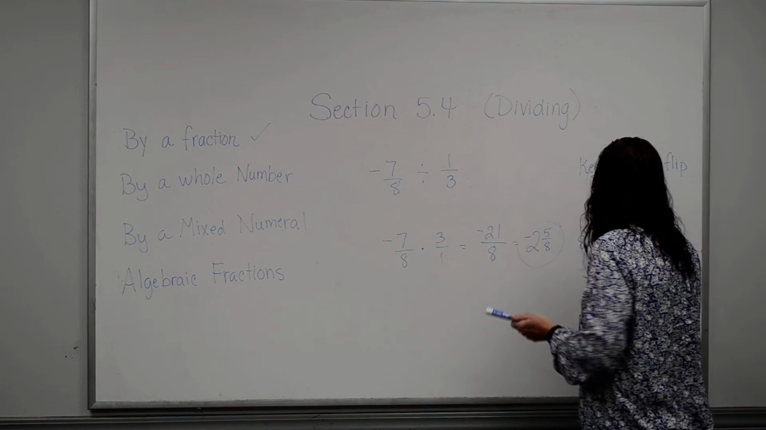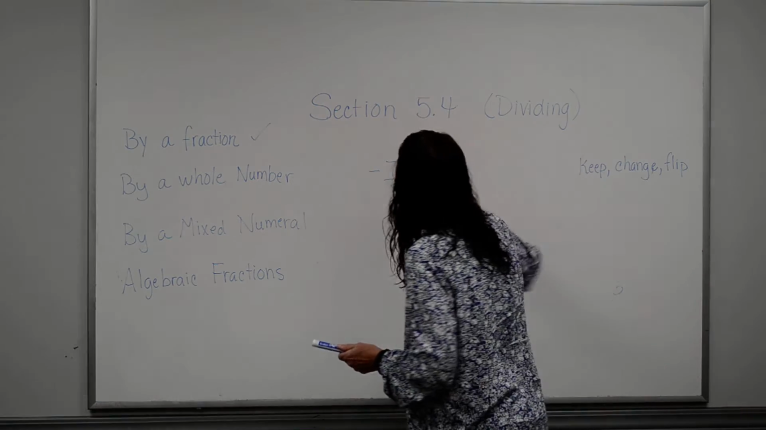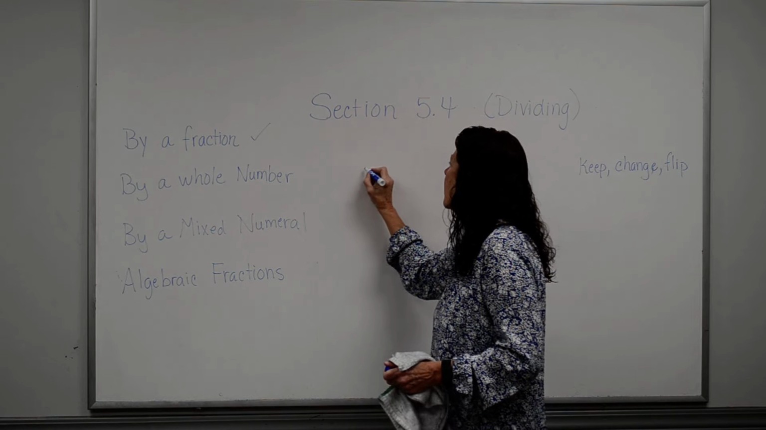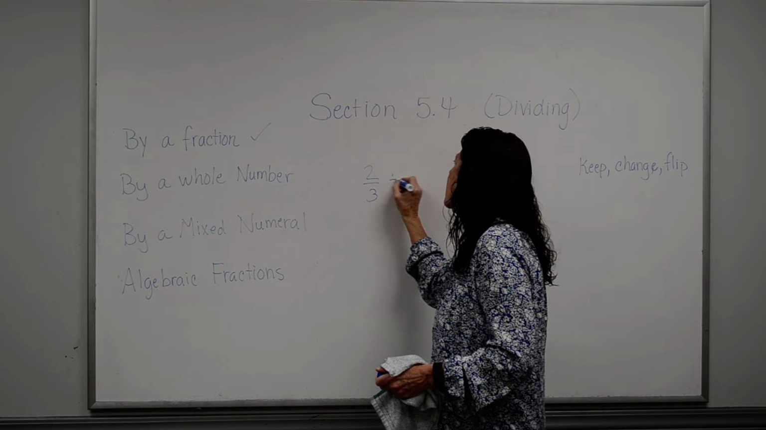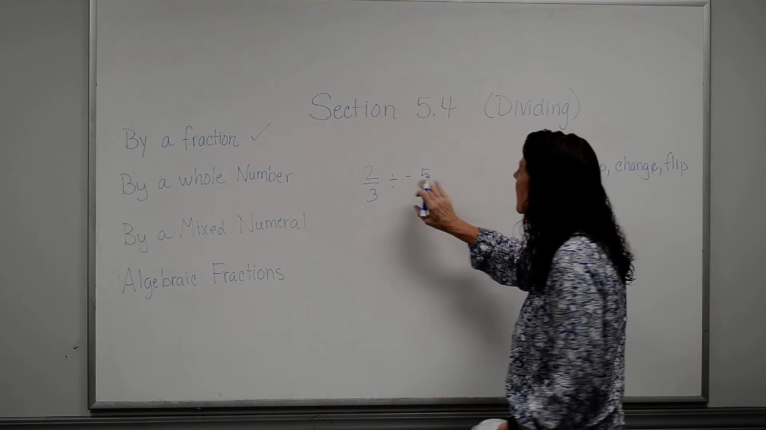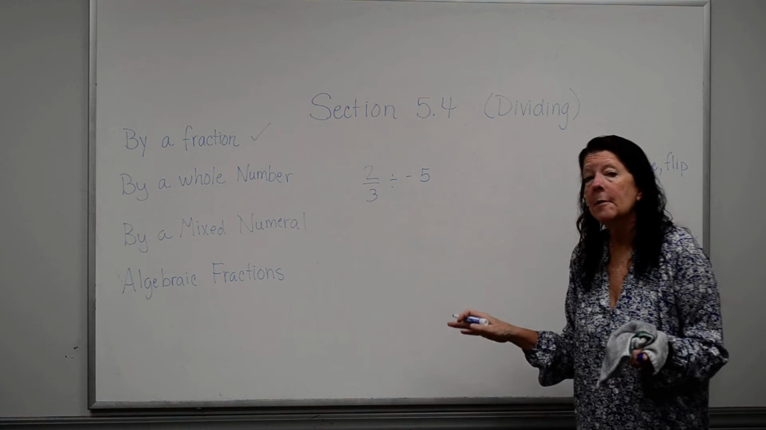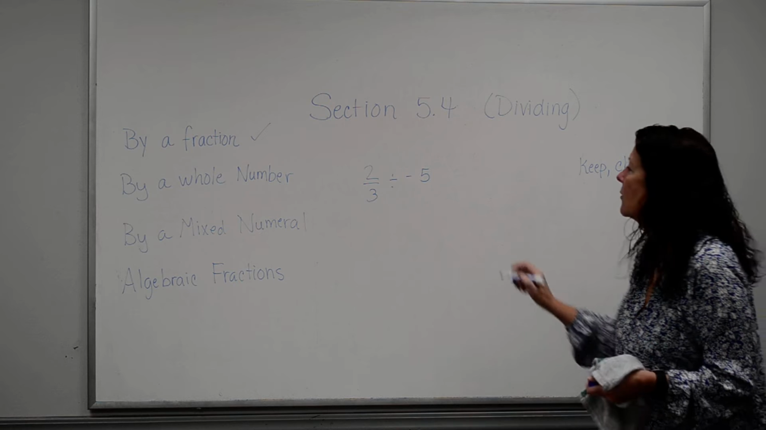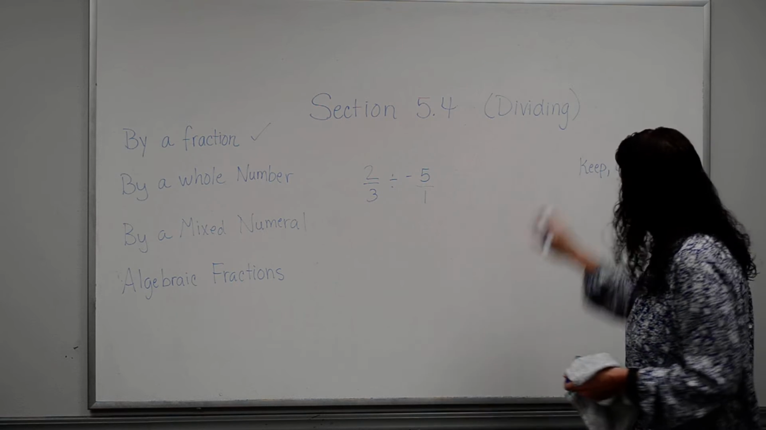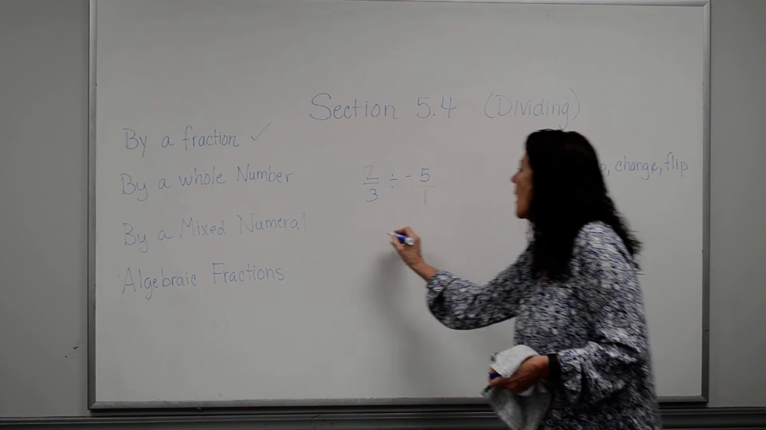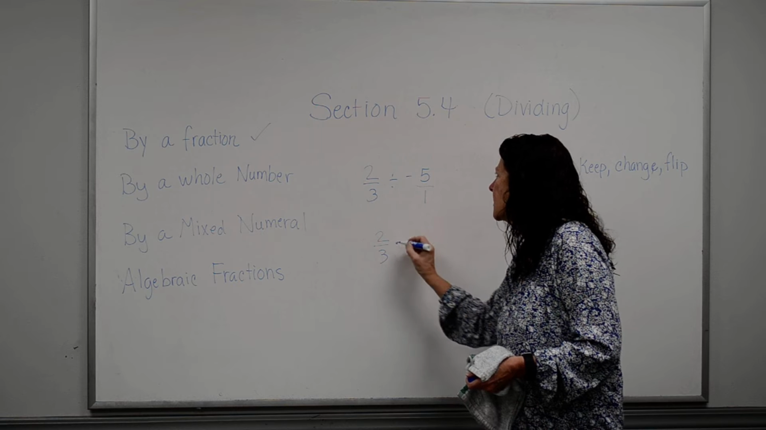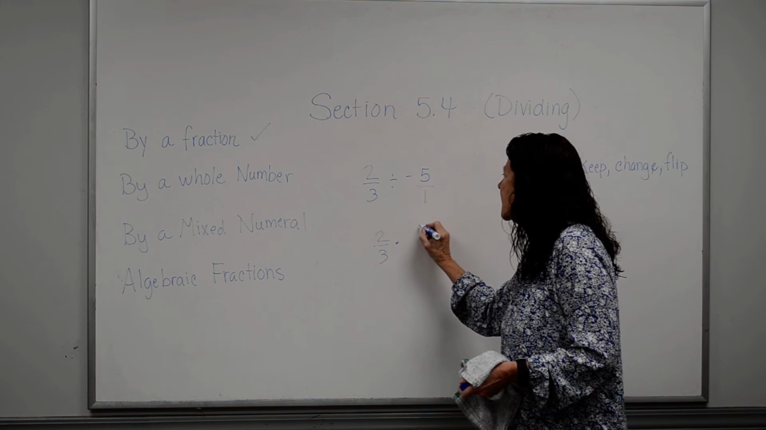Now, what happens if you're dividing a fraction by a whole number? Say I have 2/3 divided by -5. Okay, I've got a fraction and I've got a whole number. Anytime you have a whole number, you can make it into a fraction by placing 1 underneath it. Then I'm back over here.